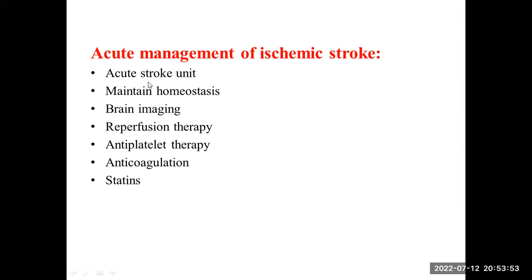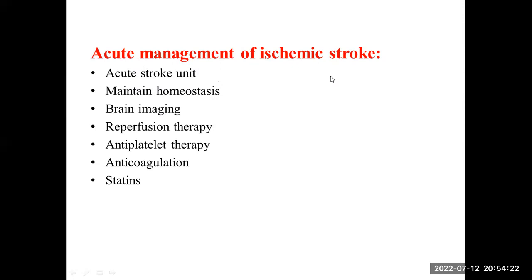Then the next step in the acute management of ischemic stroke is that you need to maintain homeostasis. By maintaining homeostasis, in simple words, I mean that you need to control the factors which will prolong the tolerance of the brain tissue to ischemia. When you are dealing with ischemic stroke, time is of the essence, so you need to keep the neurons alive for as long as possible.